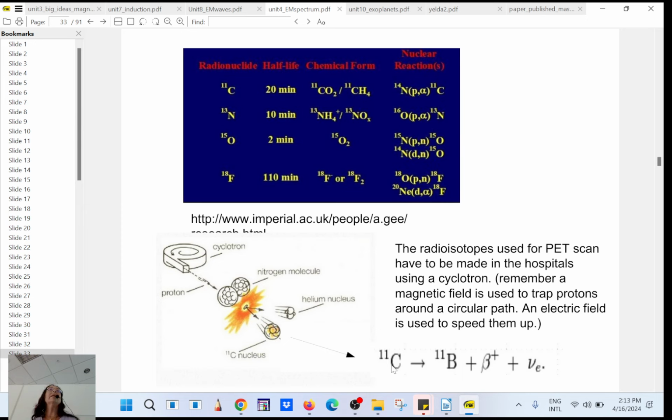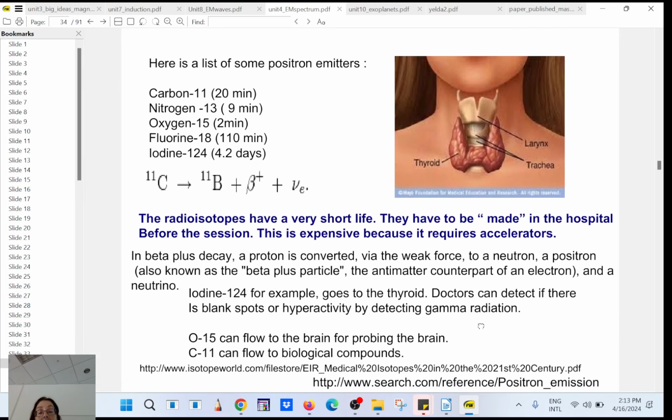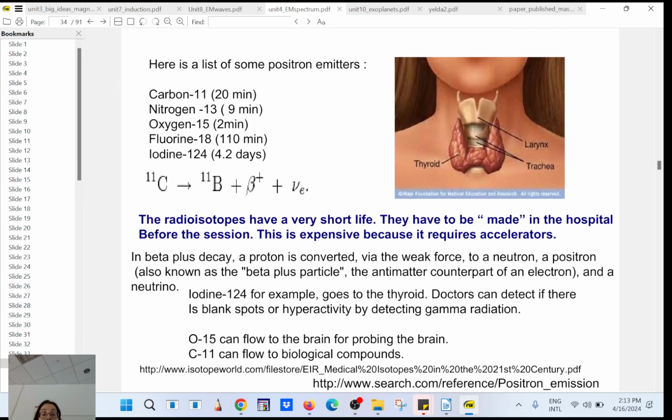Then the carbon 11 is mixed with sugar. Sugar goes to the cancer. And then it's going to decay, giving you a positron that combines with an electron, and pyung, pyung, pyung. You are highlighted. For those who want to go into that field, you can read up and learn about it.